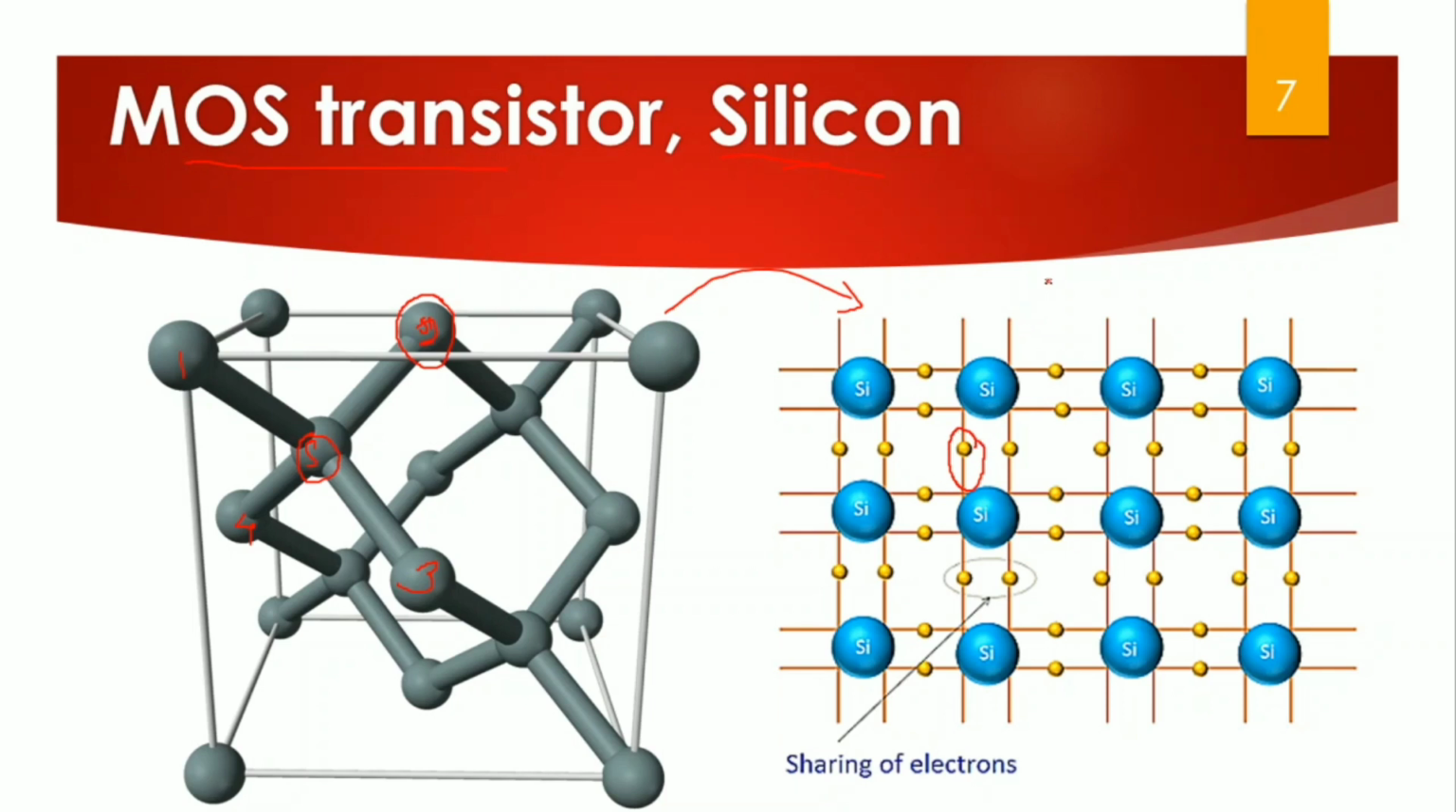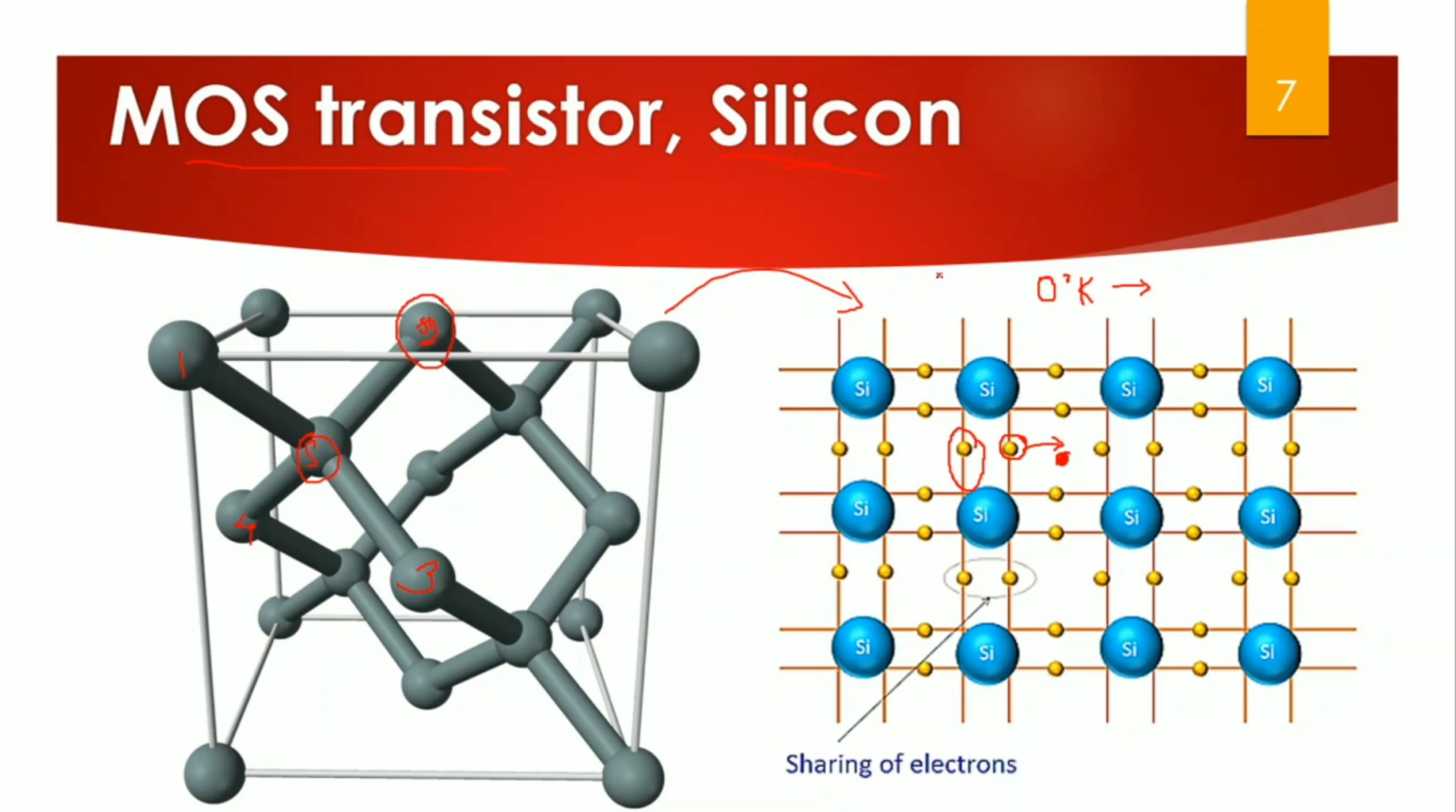This diagram is at absolute 0 degree Kelvin. If I raise the temperature to room temperature, these electrons gain thermal energy, break the bond, and become free electrons. So not all the electrons, but a few of the electrons will be ready for conduction. Once they are ready for conduction, this silicon will start conducting.